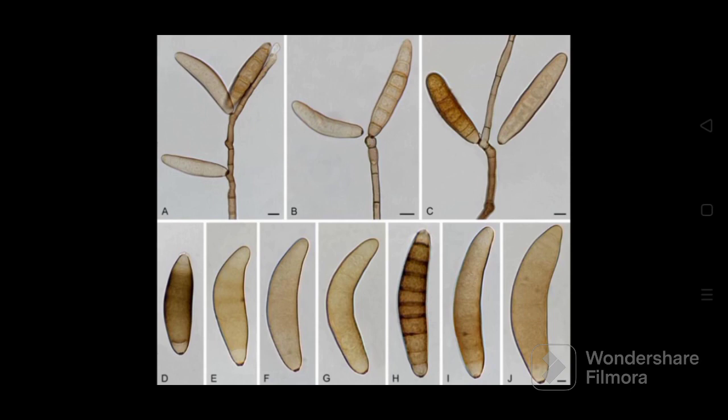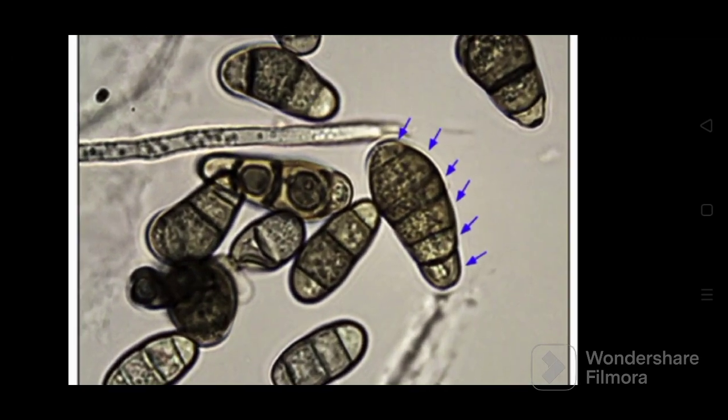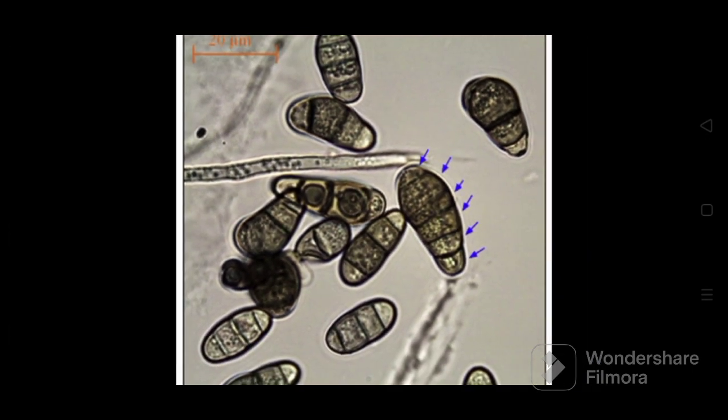Now let's look at the conidia. You can see the conidia are also segmented. This is a clearer look at the segmented conidia. They are cylindrical to ellipsoid, slightly curved, and as you can see in the microscope picture, light brown in color.